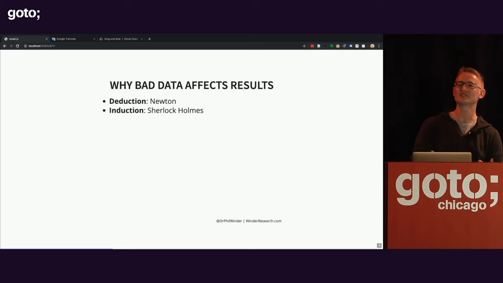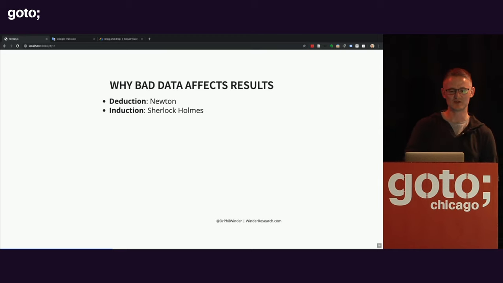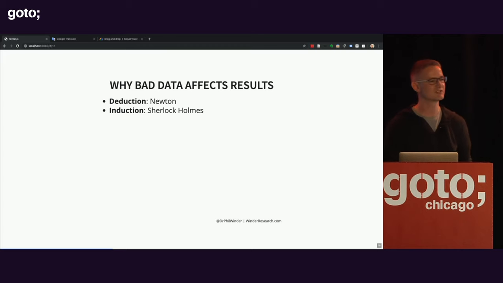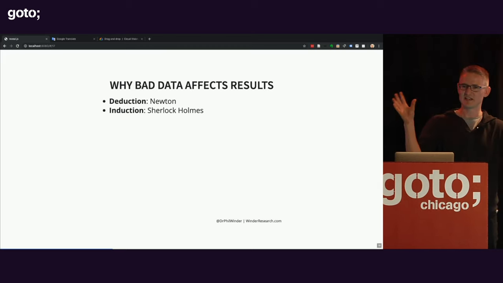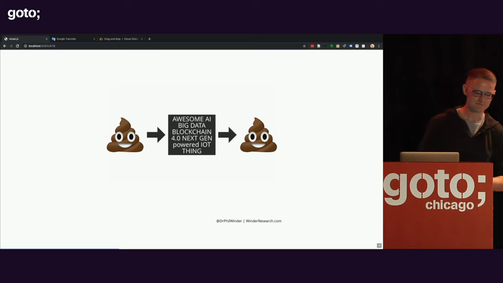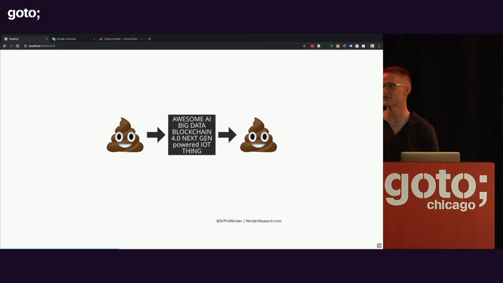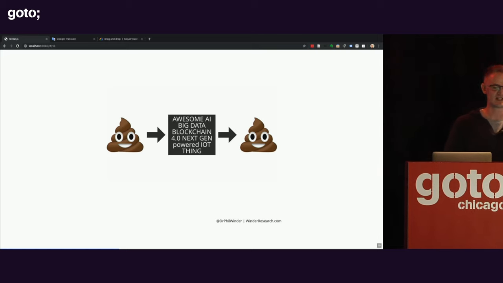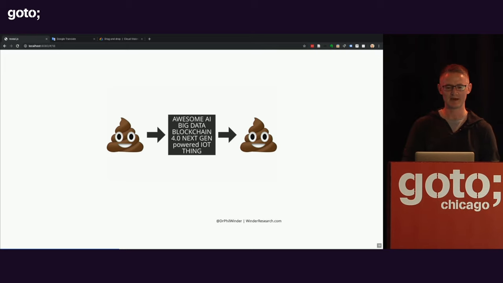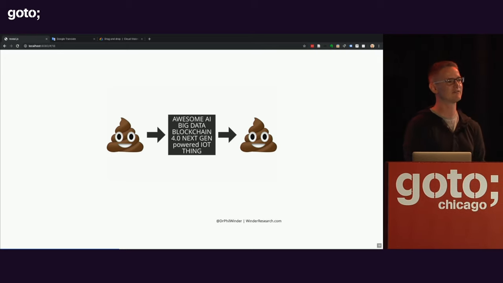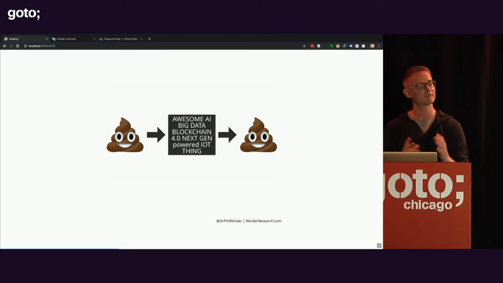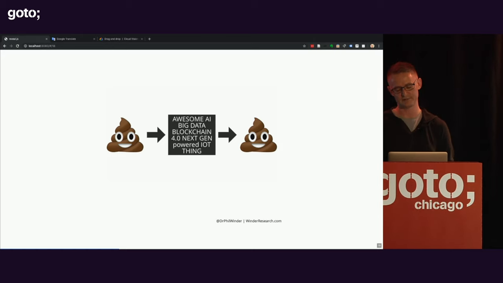So, you know, real science, Newton, etc., they all use deduction to do their stuff. But Sherlock Holmes is the equivalent. He uses induction to solve crimes. He finds all the clues, he puts a model together, and then eventually finds the criminal. But fundamentally, whenever you've got rubbish data, you're always going to get rubbish out. Or, well, we have to do some translation here. Garbage in, garbage out. In proper English, it's rubbish in and rubbish out. But it doesn't matter what you put in the middle. Doesn't matter how fancy it is. Doesn't matter what technologies you use. If you've got rubbish ground truth, if you've got rubbish data, then you're always going to get rubbish out.